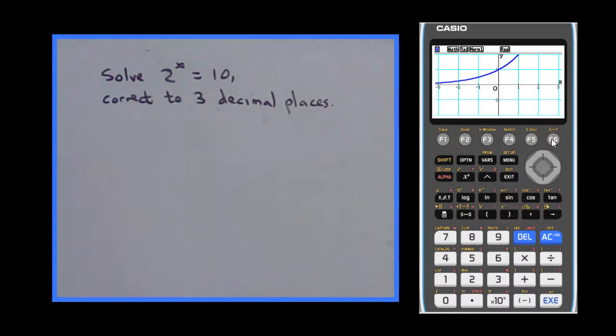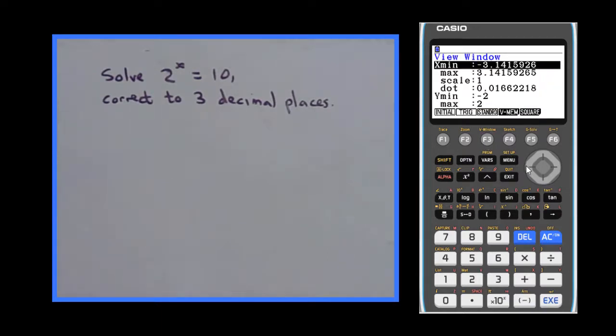So my graph needs to go up to 10 as well. I'm going to shift V window. I'm most interested in my Y max, the rest of them you're just kind of guessing. But Y max is 2, and I'm not going to see an intersection at 10 if I'm only going up to 2. So let's go up to, say, 12. Just make sure it's more than 10, because if you go to 10, then the intersection will be right at the top of the screen.